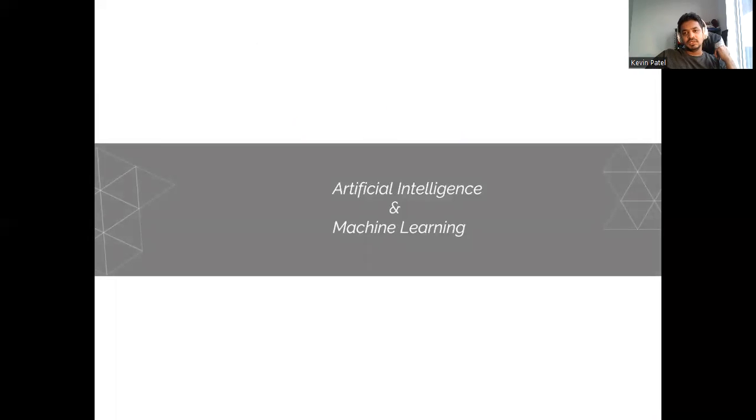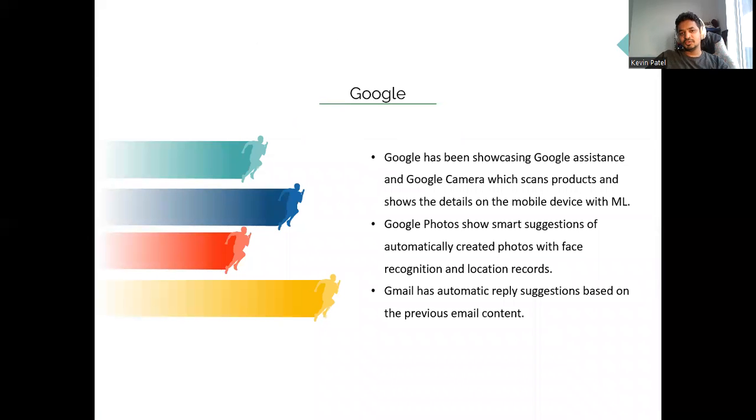Jumping on to artificial intelligence and machine learning. Here we would just talk about big players, let's say Google. Google has been showcasing many of their machine learning applications such as Google Assistant and Google Camera, which would just scan any product barcode and display all the details of the product, all the ingredients, all the details which are available on the web. It directly categorizes them and shows it to the user.